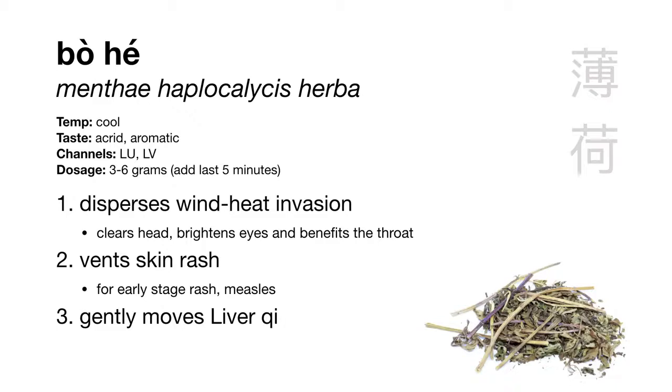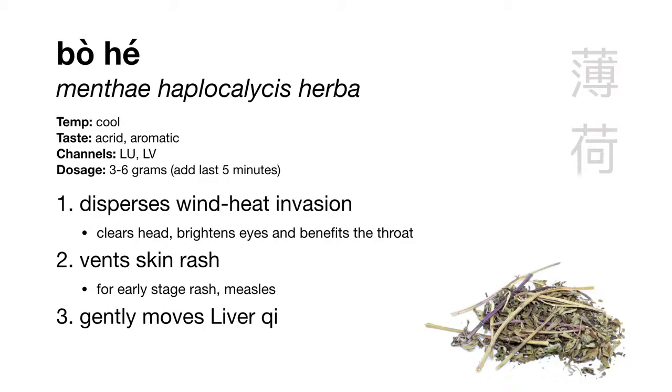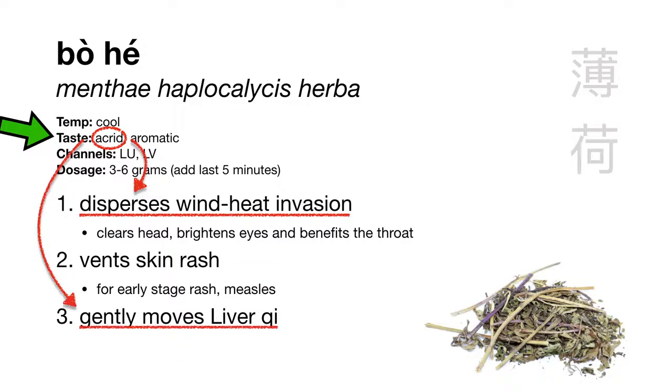If that all sounded really weird and confusing, let's look at an example. This is bohe, which is mint leaf. So here we see that bohe is the Chinese name and Menthae haplocalycis herba is the Latin pharmaceutical name. In terms of qi or temperature, bohe is cool in temperature, so we know that it's used to treat warm conditions. Bohe is acrid in flavor. Remember, the acrid flavor moves and disperses. So bohe disperses wind heat from the superficial levels of the body, and it also moves liver qi.